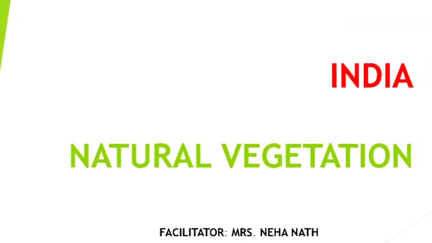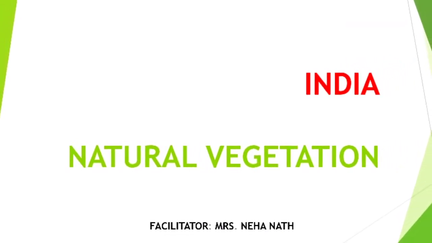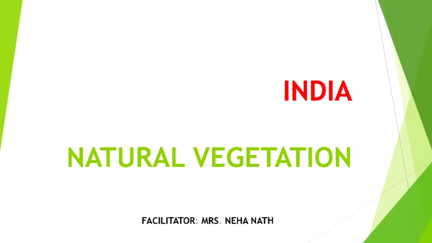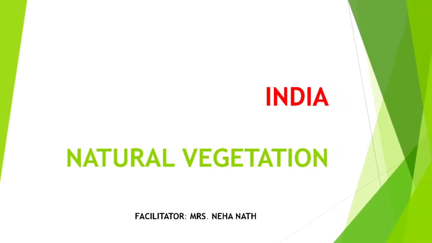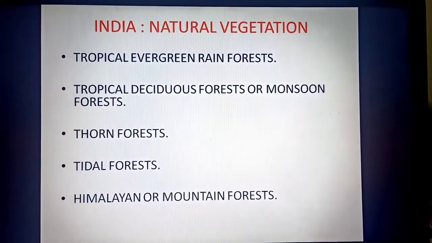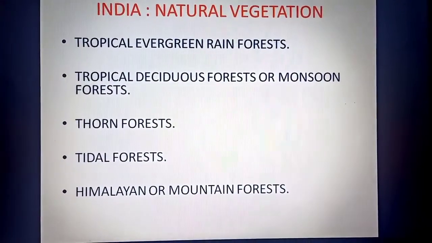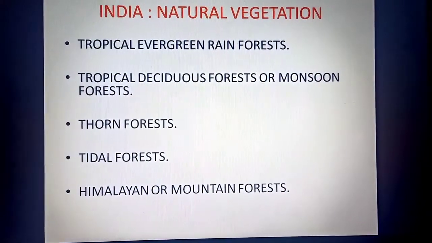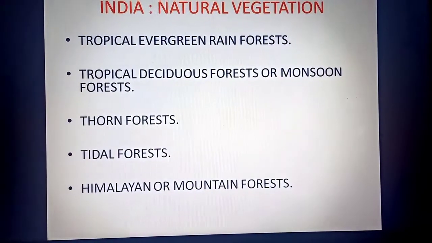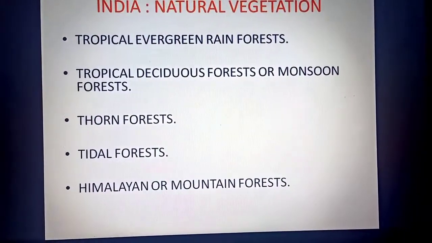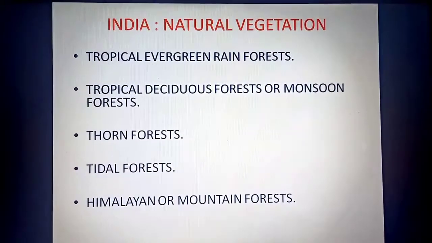Hello students. In this module we are going to learn about the natural vegetation in India. Let's begin. These are the types of vegetation found in India. First one is tropical evergreen rainforest, followed by tropical deciduous, thorn forest, tidal forest and Himalayan or mountain forest.